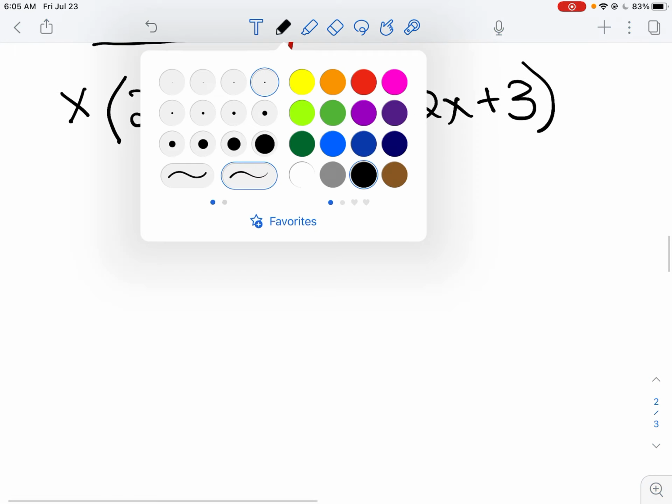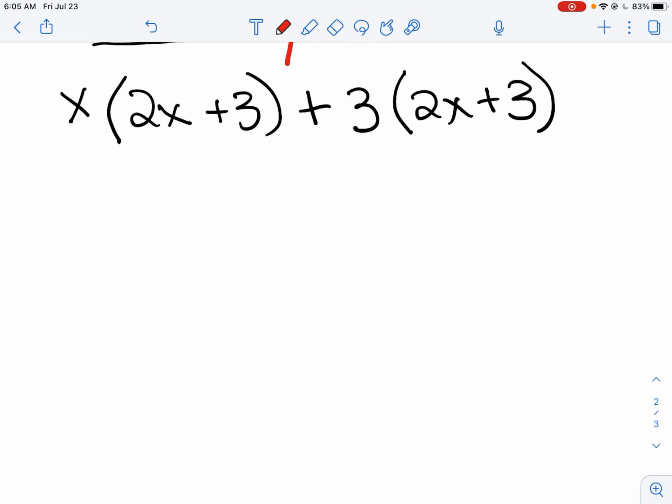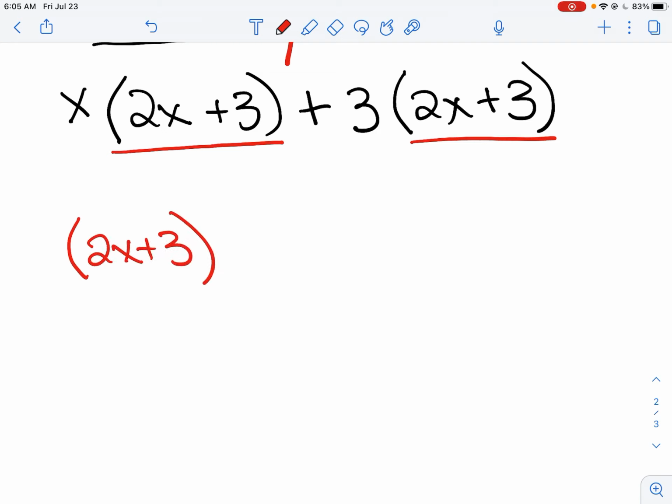Now let's look at this. I'm still factoring. Do you notice that this set of parentheses and this set of parentheses are exactly the same? If they are exactly the same, I'm going to write that out front. I factored it out. Then I write what's left over. What is left over? On the first term, I have x. The second term, I have x plus 3.